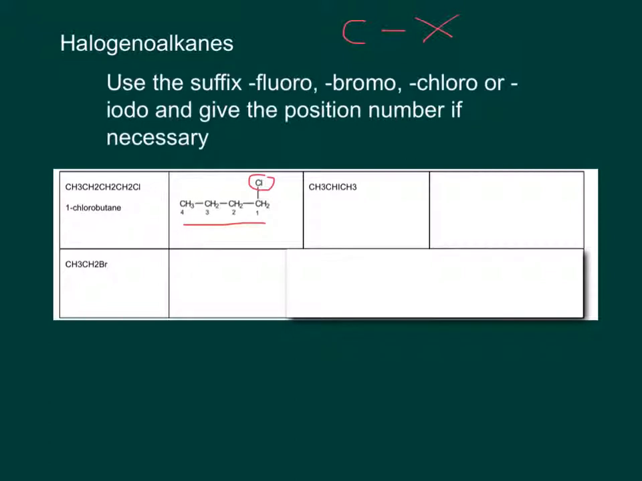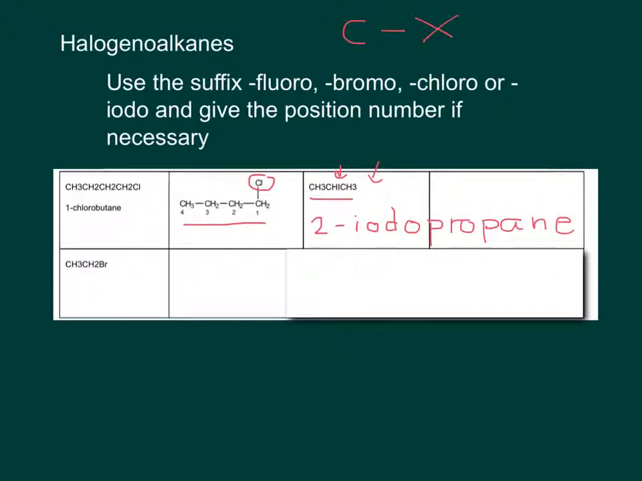So why don't you have a bash at doing the other ones there? So for this one here, you can hopefully see I've got 3 carbons in a row there. So it's going to be based on prop-. I have got an iodine on carbon number 2, so it's going to become 2-iodopropane.